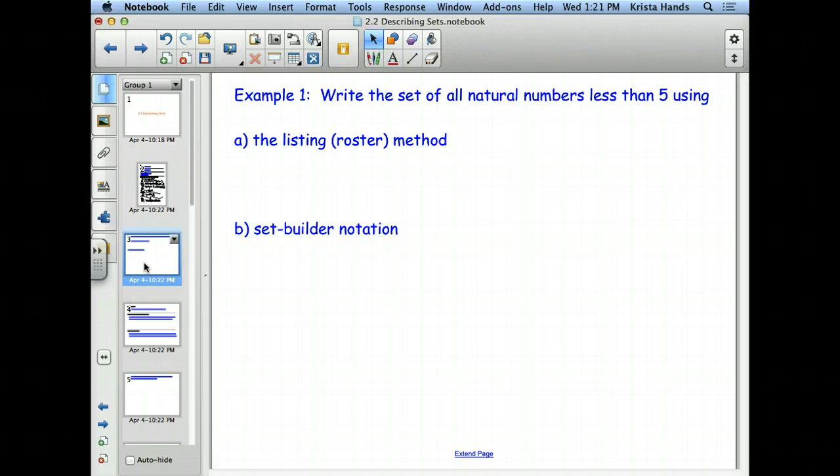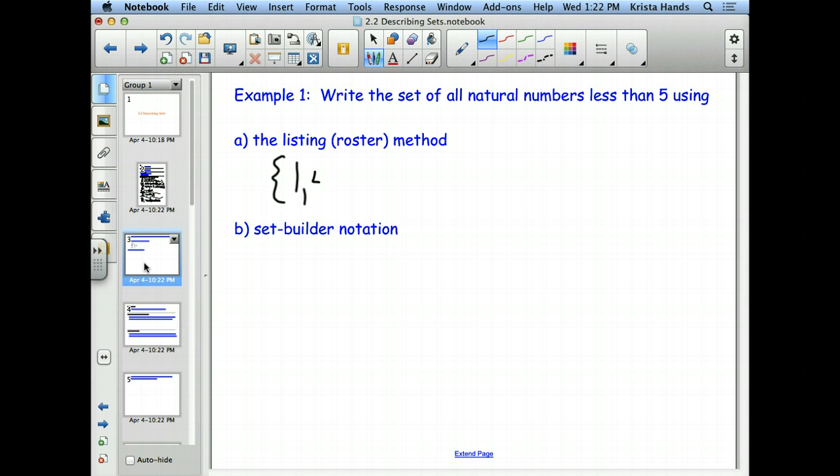The listing method versus the set builder notation, or set builder method, for a couple of different descriptions. The first one says: the set of all natural numbers less than 5. So you've got to have that idea of what we just talked about, natural numbers. If we're doing the listing method, this is a small set, so the listing method works really well. I need to list all of the natural numbers that are less than 5. So somebody tell me, what does my list look like?